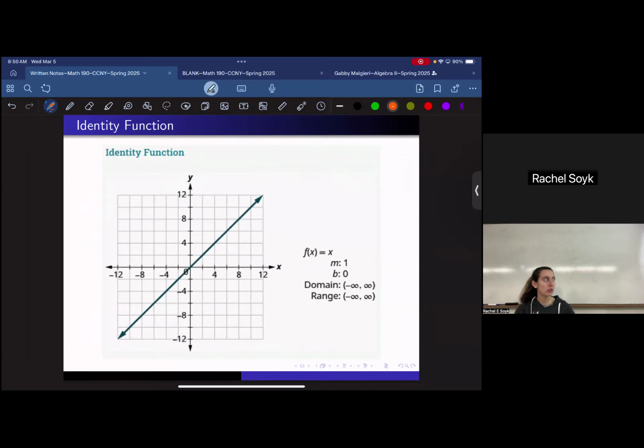Next type of famous function we're going to look at is known as our identity function. And why is it called identity? Well, it's because all of our y's are equal to all of our x's. Once again, in function notation, this is just f of x is equal to x, which is in y equals mx plus b form. Our y-intercept is just at 0, so our b is 0, and then our slope is just 1. We're going up 1 over 1 every time.